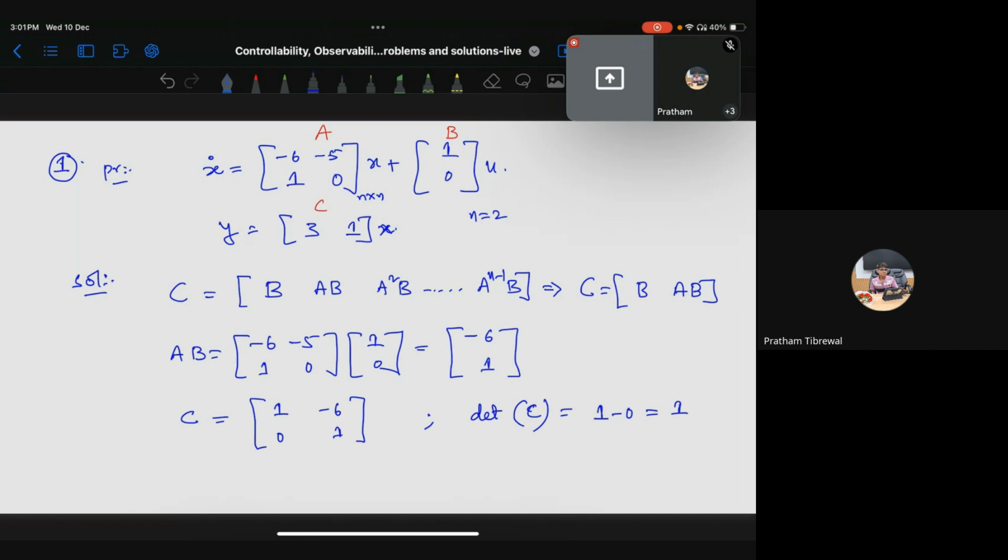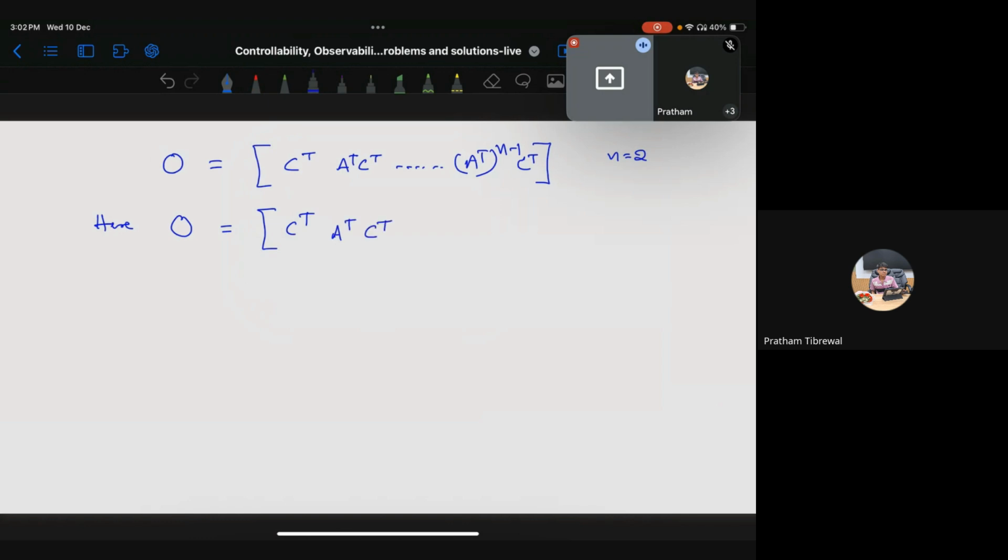The determinant is not equal to 0. Since the determinant is not equal to 0, the rank of C is 2, which is the full rank. Hence the system is controllable. So this is how we check the controllability of the system.